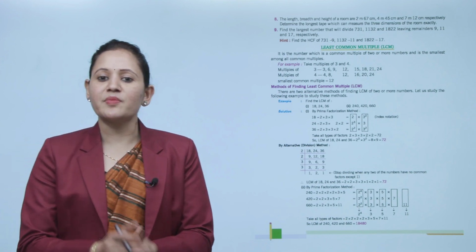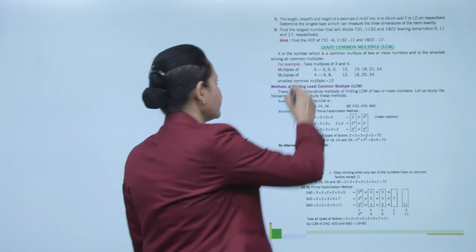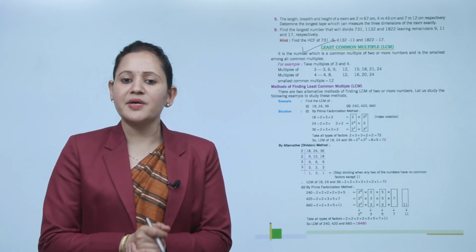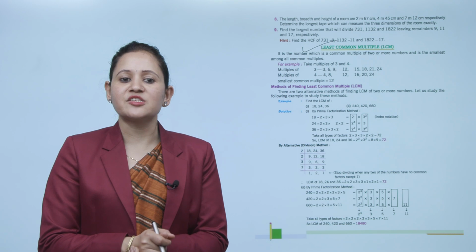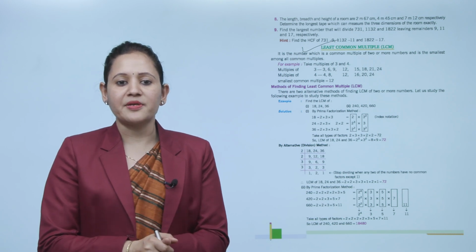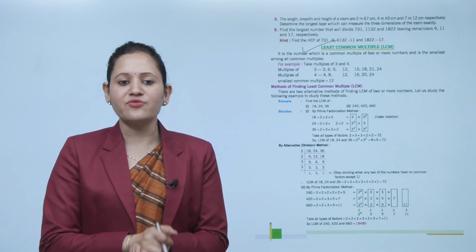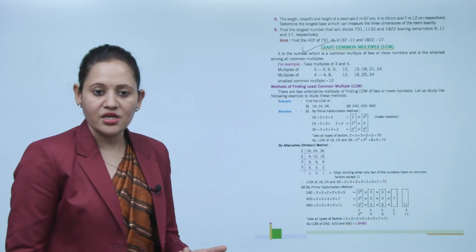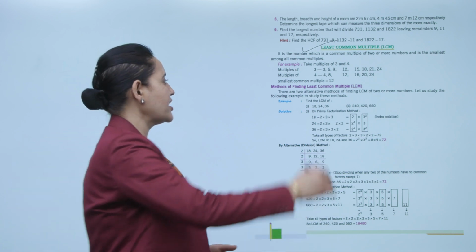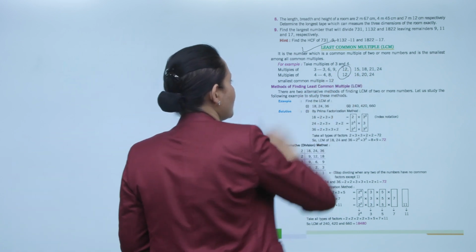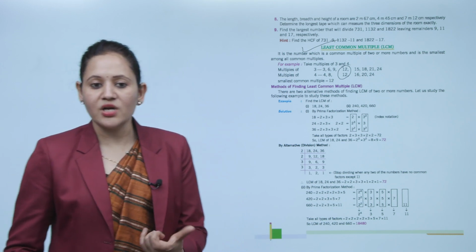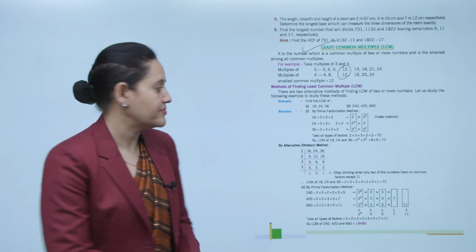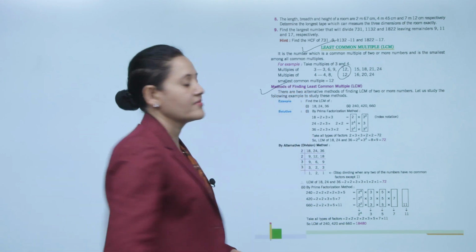Next is least common multiple, or LCM. It is the number which is a common multiple of 2 or more numbers and is the smallest among the common multiples. For example, take the multiples of 3 and 4. The smallest common multiple is 12. So the LCM will be 12.